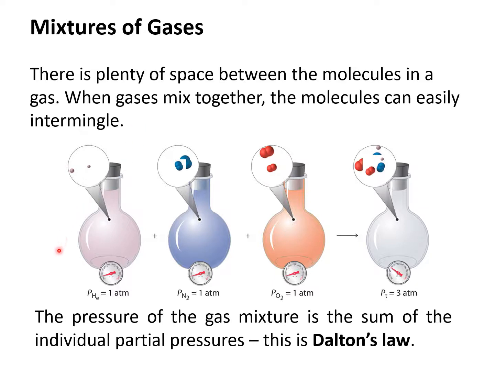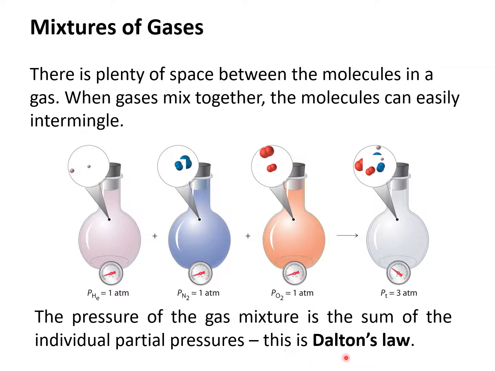When we mix various gases together, we find that the pressure of the mixture of the gases is simply the sum of the partial pressures of each of the individual gases, as we see here. So here we have three gases: helium at 1 atmosphere, nitrogen at 1 atmosphere, and oxygen at 1 atmosphere. When we mix all three of these gases together, we get a total pressure of 3 atmospheres, which is simply the sum of each of the individual gas pressures.